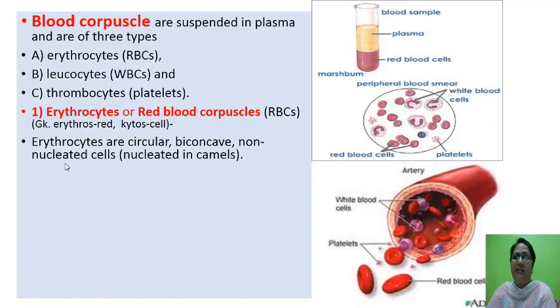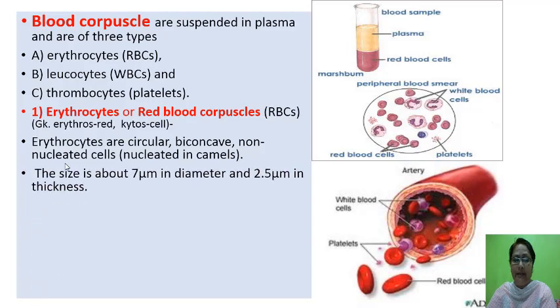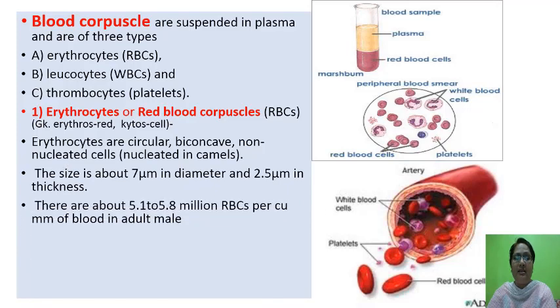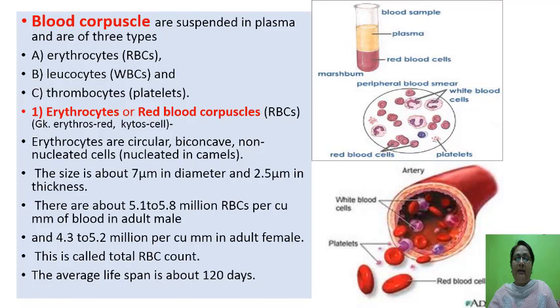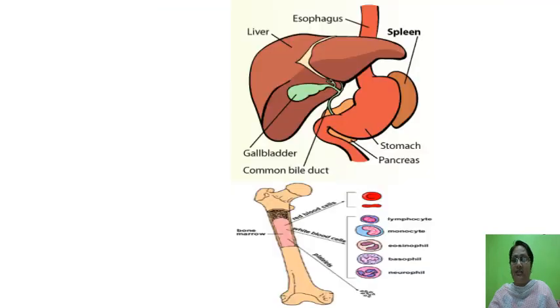Erythros means red and kytos means cell. Erythrocytes or RBCs are circular, biconcave and non-nucleated. In camels they are nucleated. The size is 7 micrometer in diameter and 2.5 micrometer in thickness. There are about 5.1 to 5.8 million RBCs per cubic mm of blood in an adult male, and 4.3 to 5.2 million per cubic millimeter in an adult female. This is called the total RBC count. The average lifespan of an RBC is 120 days only.